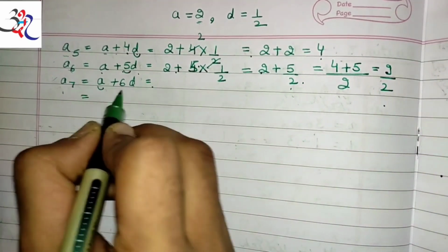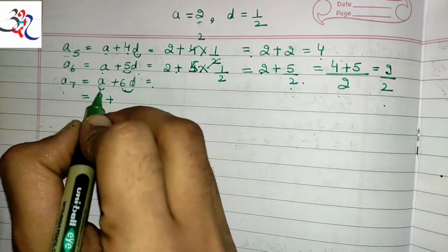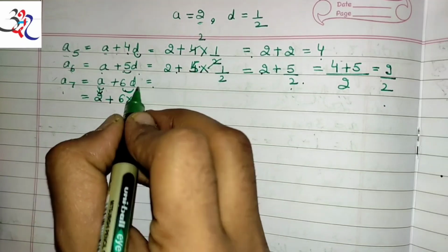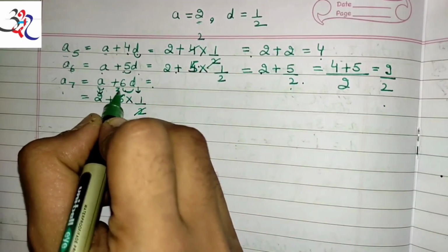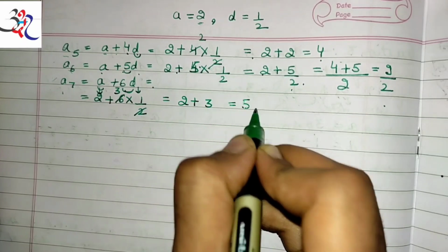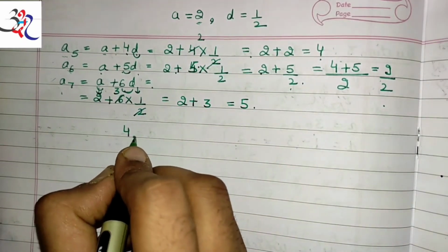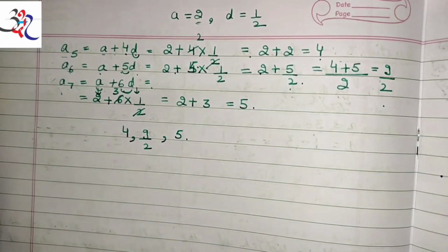So similarly, if I have to find out my seventh term, then what will I do? I will put A is equal to 2 plus 6 into D, and D is 1 by 2. So do the cancellation, and you will get 2 plus 3 is equal to 5. So the next three terms will be 4, 9 by 2, 5.